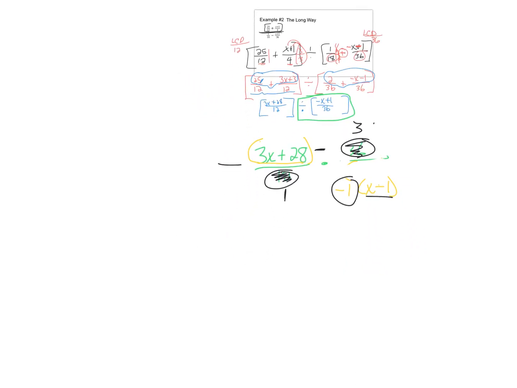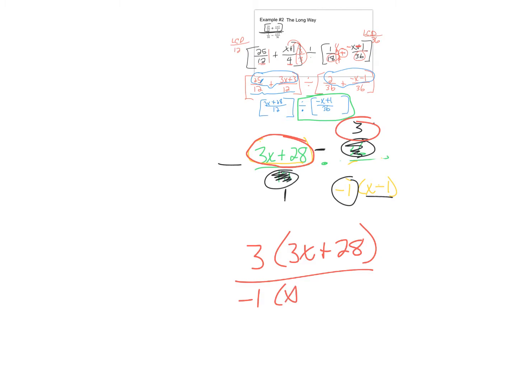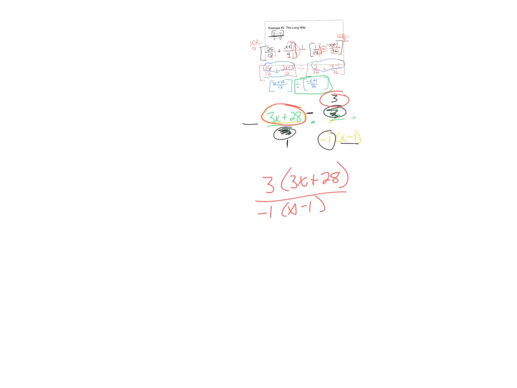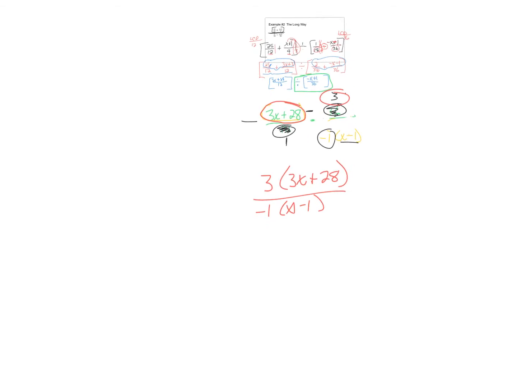So now let's multiply this together. Okay, so 3x plus 28 times 3. I would just do this, 3x plus 28, over, now you're going to have negative 1, x minus 1. Now, depending on your teacher, some of your teachers may say, well, that's not acceptable. They don't like this negative in the denominator. They may say you got to send that up. So you would have negative 3x plus 28, all over x minus 1.